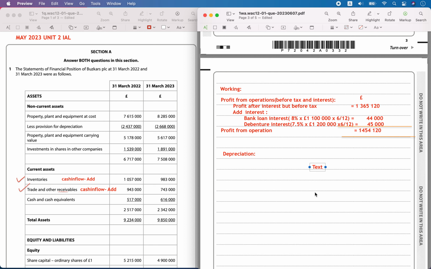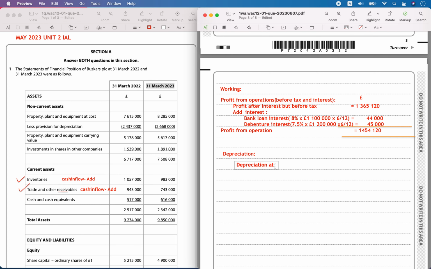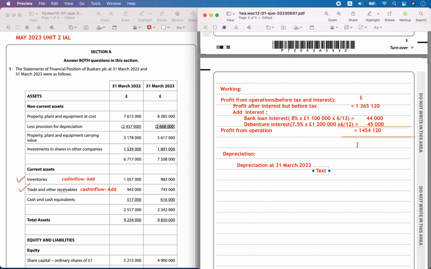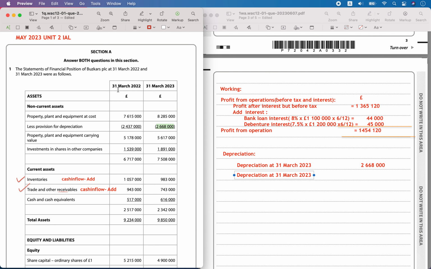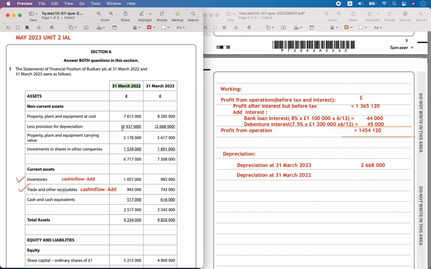So we can take depreciation at 31st March 2023. We have that ending depreciation. Any change you will calculate ending minus the initial value. So that is going to be equal to 2688,000. Then depreciation charge at the beginning, at the 31st March 2022. So that is going to be equal to 2437,000.